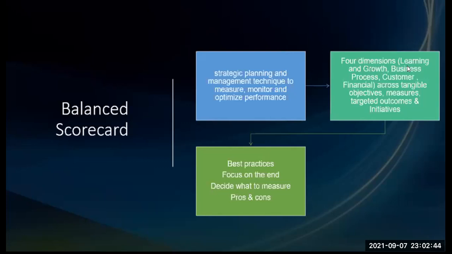For these four dimensions, you look at what the tangible objectives are. What are the objectives that you want to achieve, and what are the specific measures? What do you want to measure, what are the target outcomes, and what initiatives are you taking to meet and achieve those target outcomes?